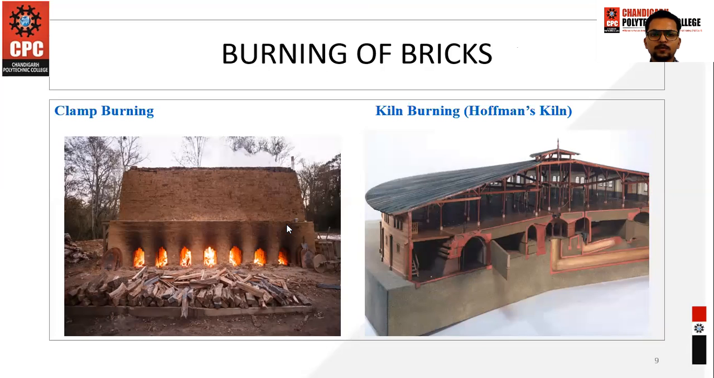This is an image of a clamp which we used earlier. The raw bricks are placed on the top of it, and from below there are a few holes in which you insert the fuel, either wood or cow dung or any type of fuel, placed downside, and the fire is lit. Secondly, we have kiln burning.